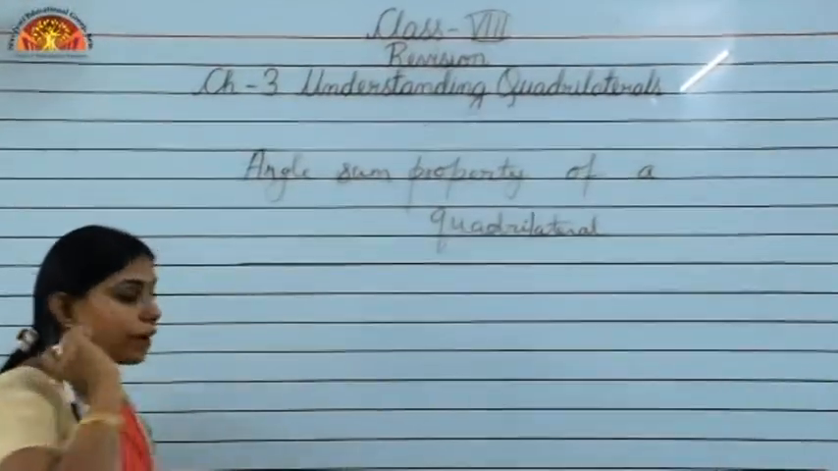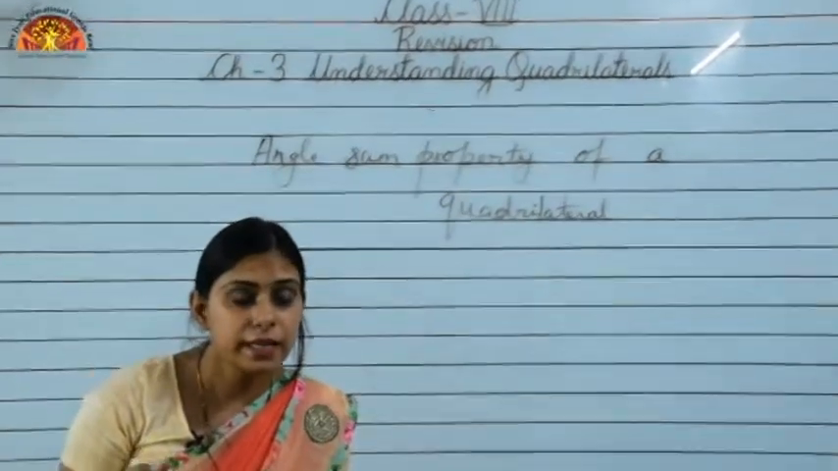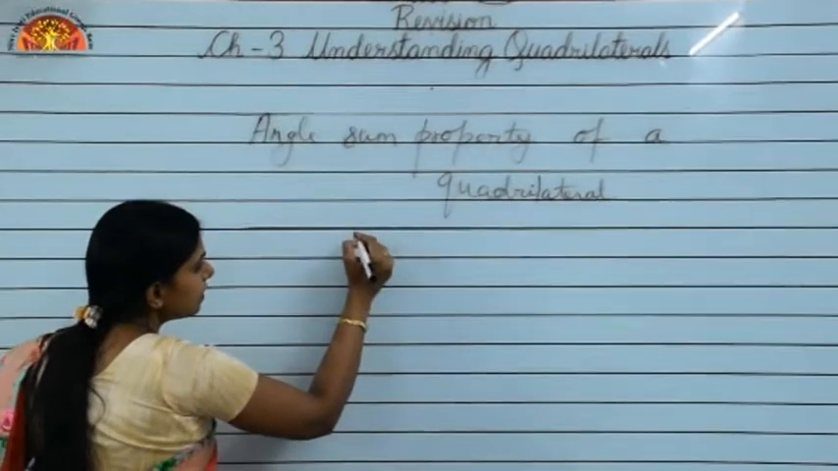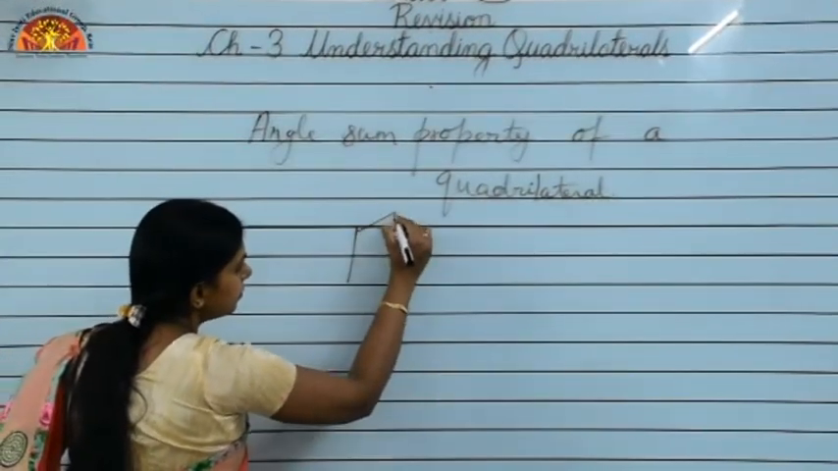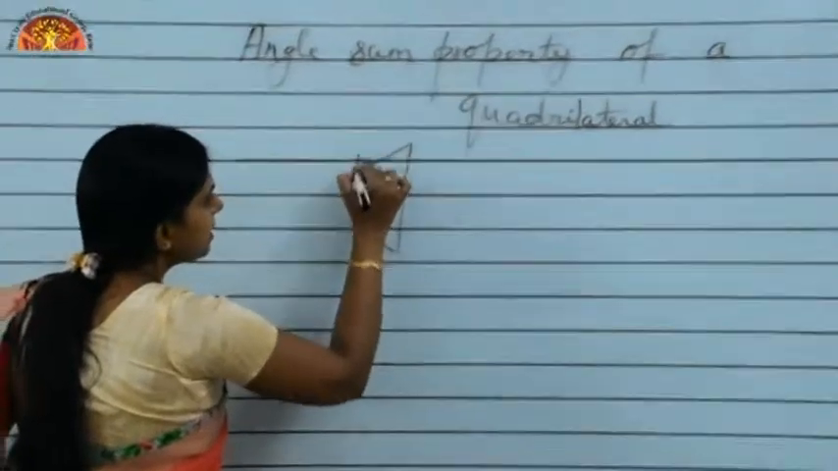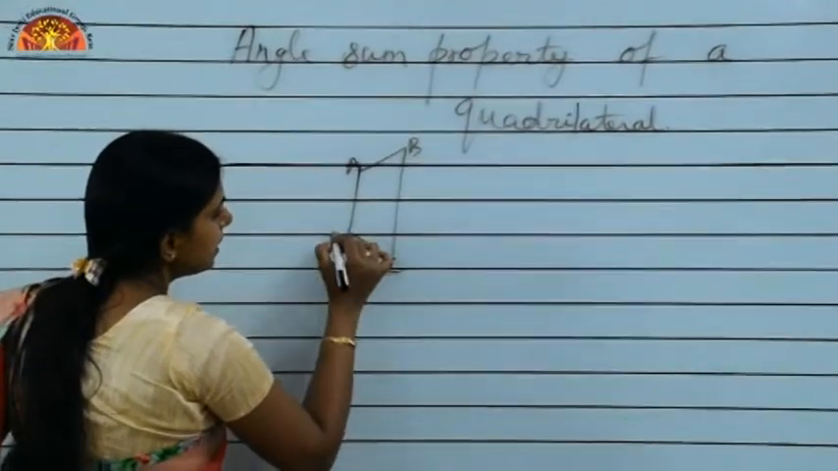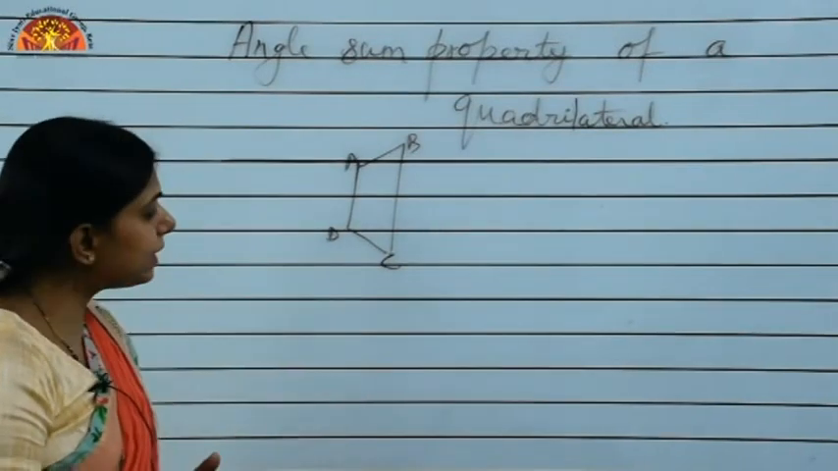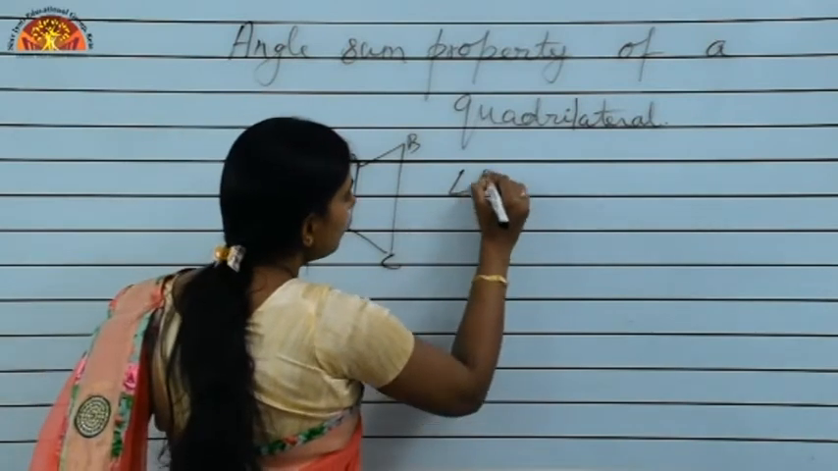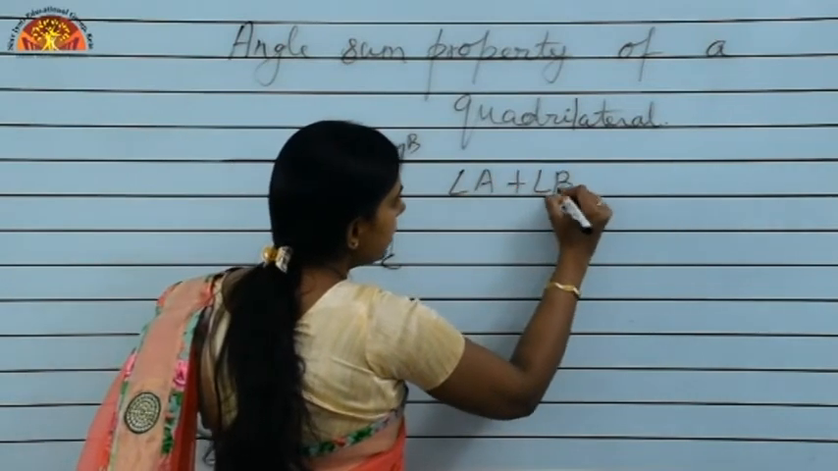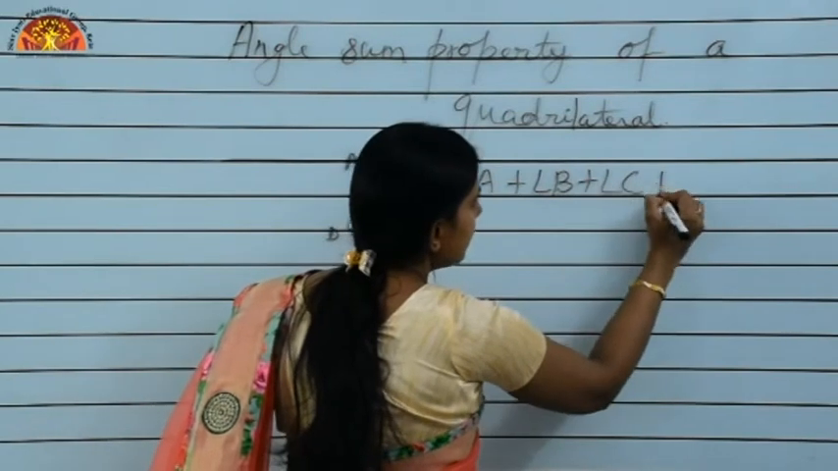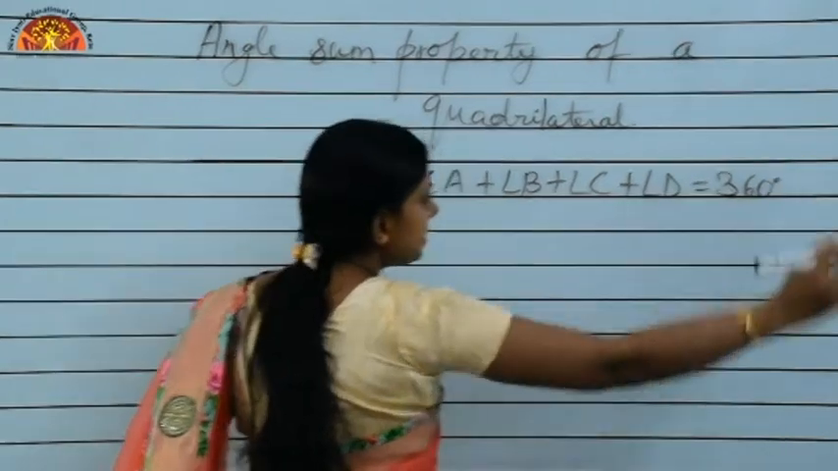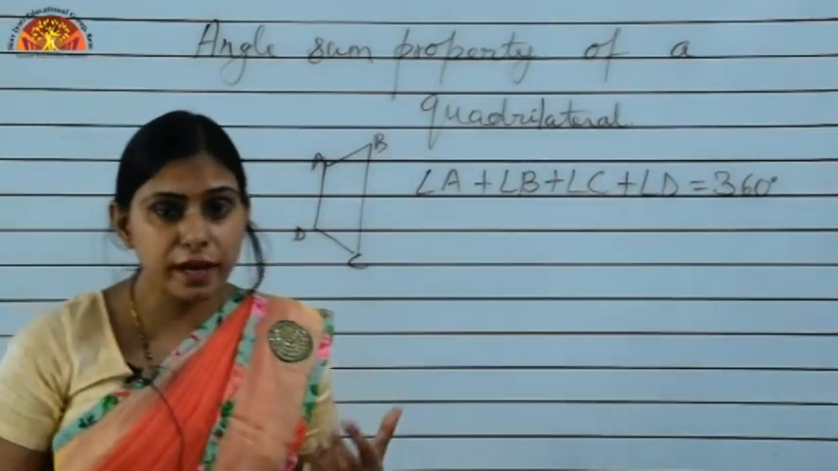Now as you know, quadrilateral मतलब क्या होता है? It means a polygon with 4 sides. Suppose we are drawing any quadrilateral like this, and I am labeling it as A, B, C, D. In the angle sum property of a quadrilateral, the sum of all the 4 angles, angle A plus angle B plus angle C plus angle D, is equal to 360 degree. Is it clear?